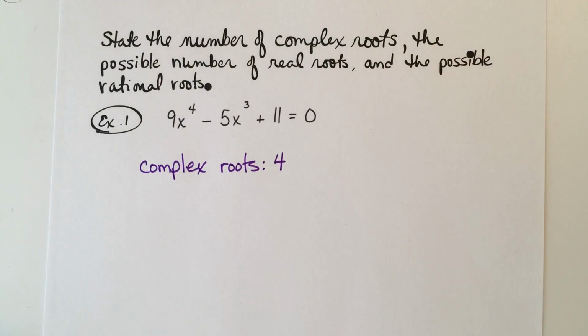Now, it could be that all 4 are imaginary. It could be all 4 are real. It could be 2 are imaginary, 2 are real. There's different combinations that you can have. All right, next question is, well, what about the possible number of just real roots?